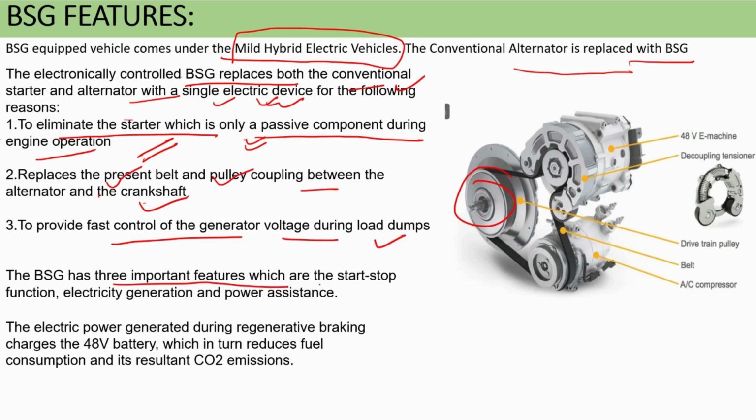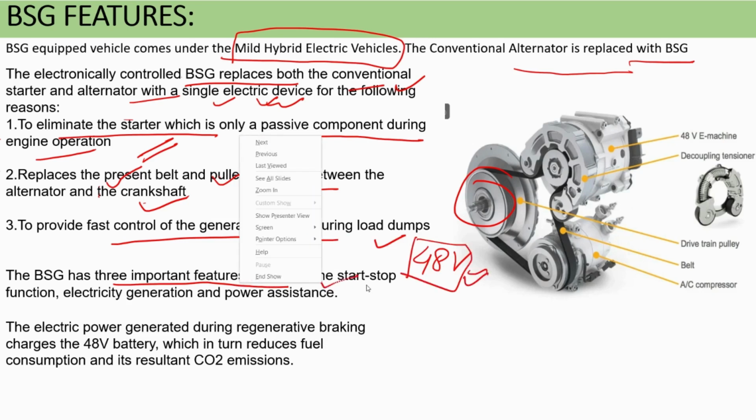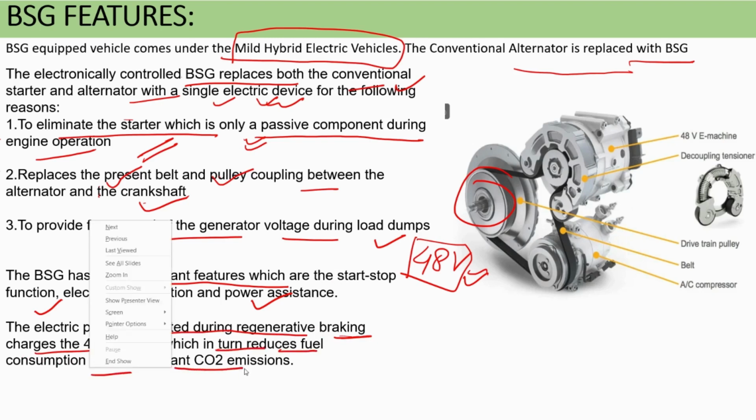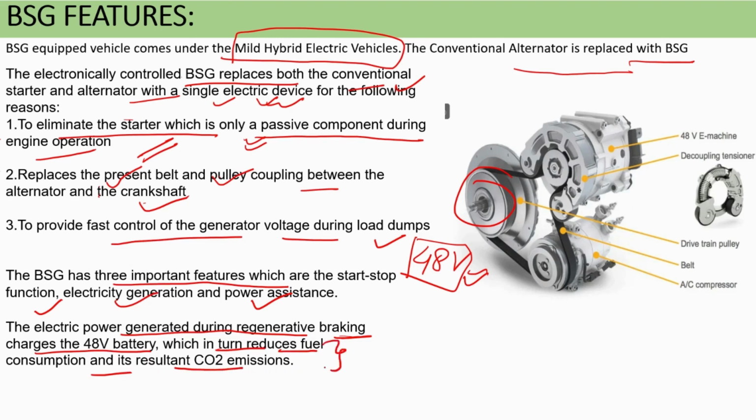So BSG has three important features. You have the 48 volt extra power, which can enable your start stop function, electricity generation and power assistance. The electric power generated during regenerative braking charges the 48 volt battery, which in turn reduces the fuel consumption and reduces the CO2 emission.